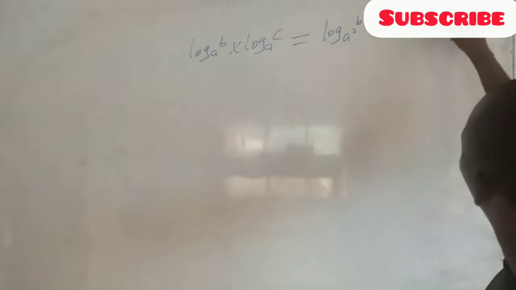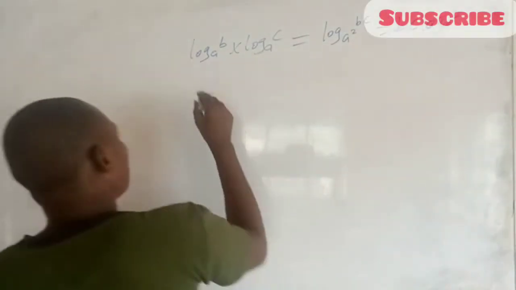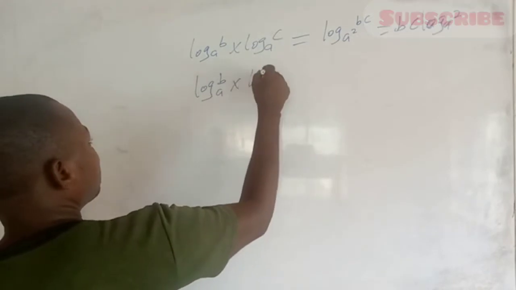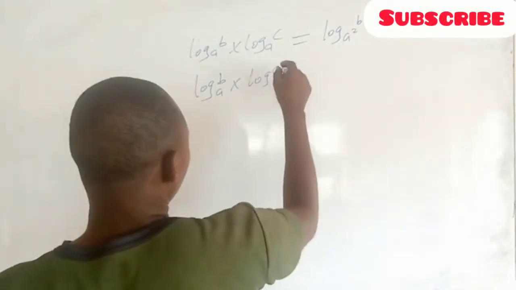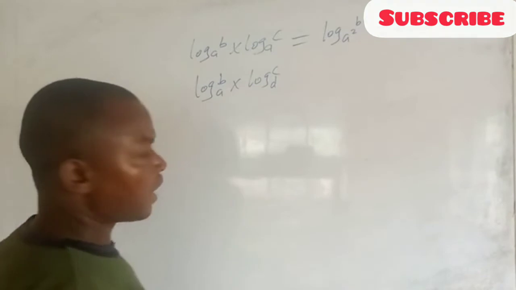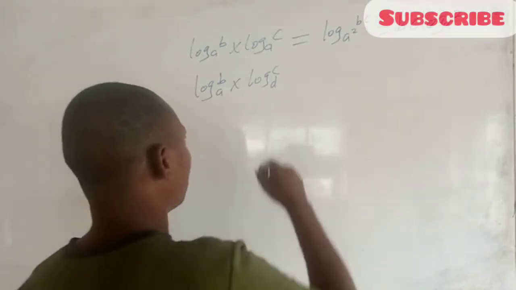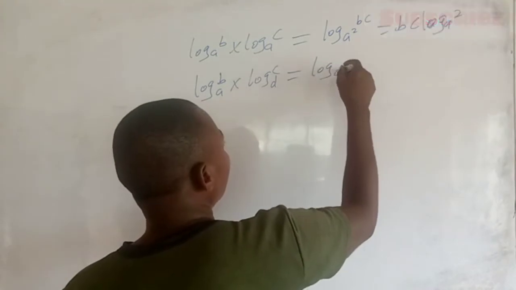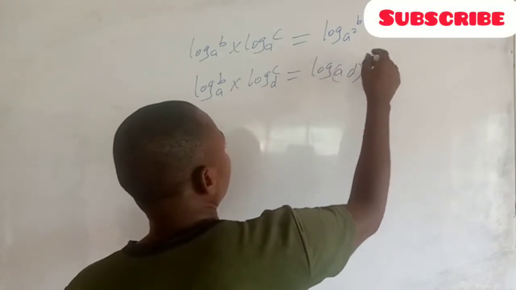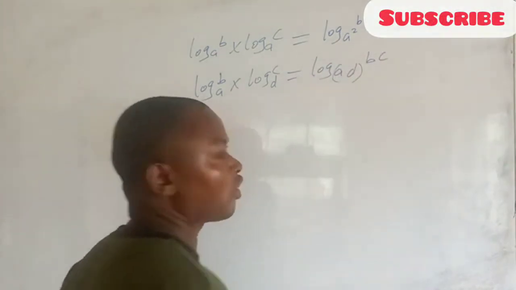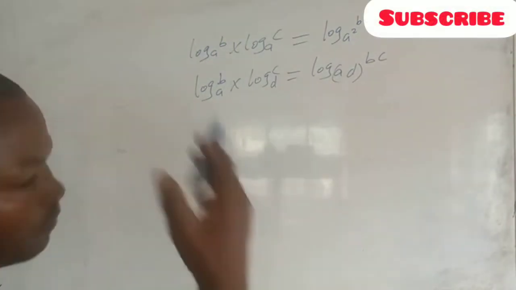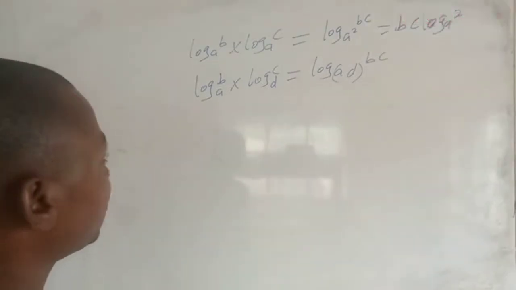So if you have log BA times log CD, you have this kind of logarithm. Then we're going to have log AD, then BC. So this one is not double power. It's not double power. So you can see that we have some other cases.